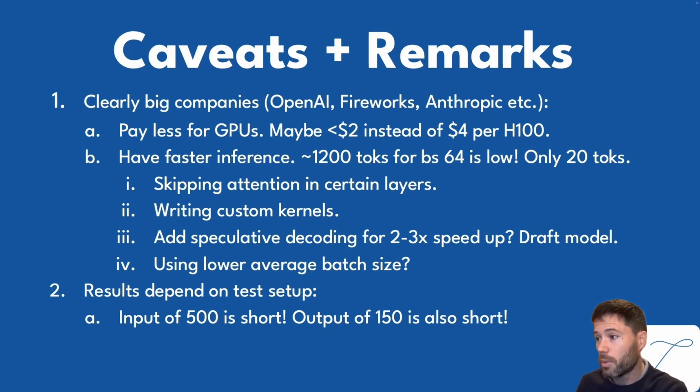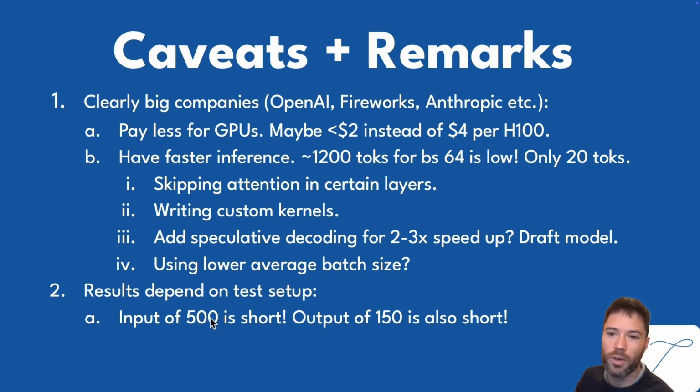That can provide speedups of maybe 2 to 3x by using a draft model to calculate ahead what the most likely tokens will be. And also, I'm using a batch size of 64. That's going to limit the inference speed. If you are happy with inferencing at 16 or 32, that's also going to be a lever to provide higher tokens per second. The results I showed are specific to the test setup.